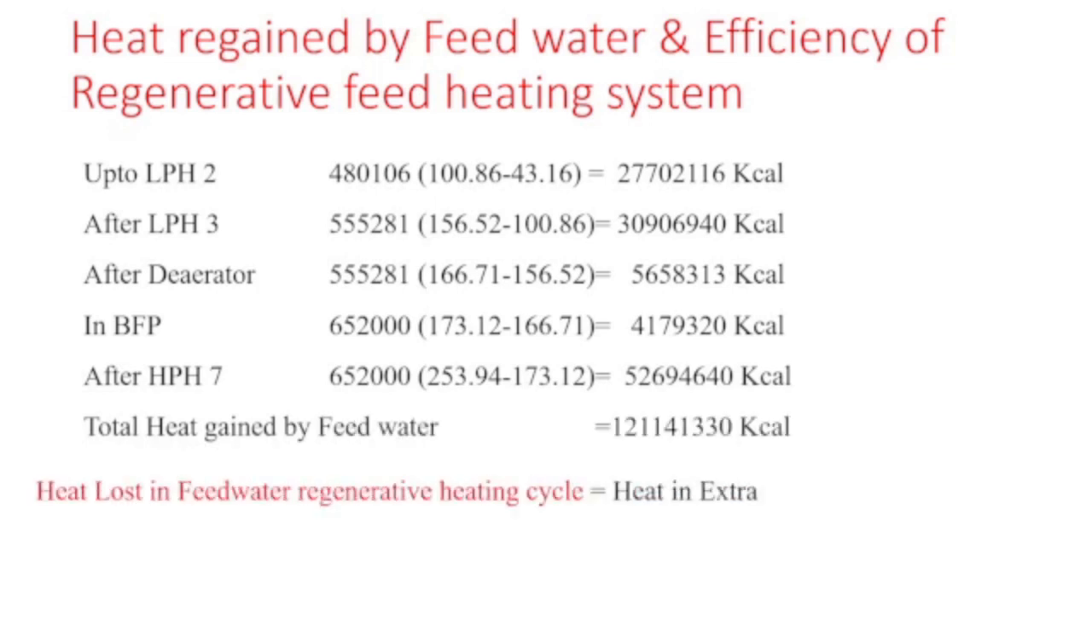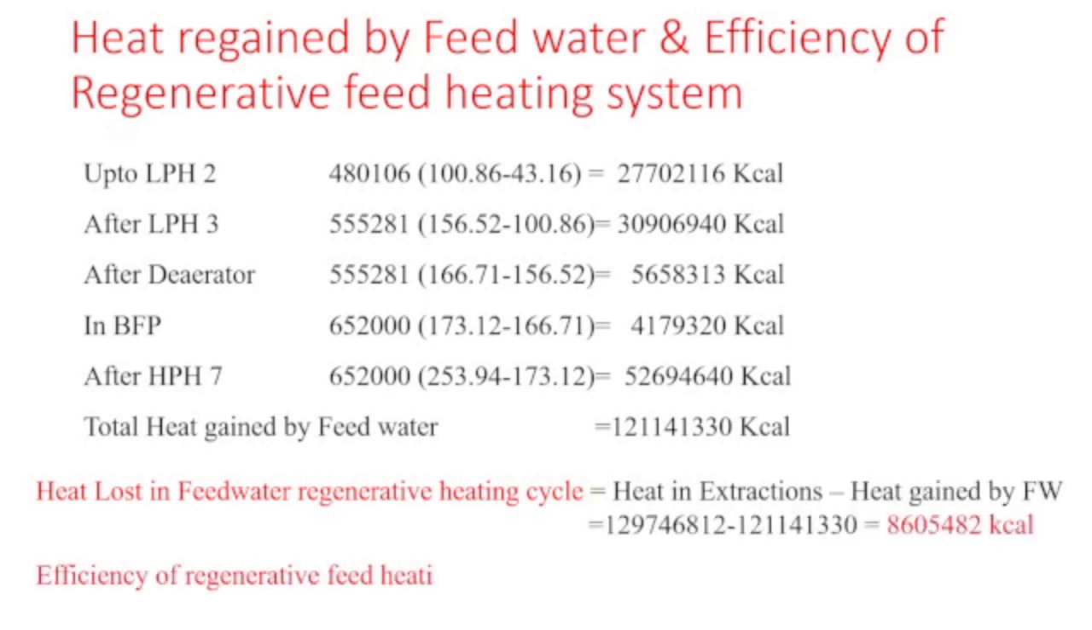So the total heat gained by the feed water is calculated as equal to 121141,330 kilocalories. So the heat lost in the feed water regenerative heating cycle can be calculated. That would be equal to the heat in the extractions minus the heat gained by the feed water. So the heat lost has been calculated and it comes out to be 8605482 kilocalories. This was the heat lost in the feed water regenerating cycle.